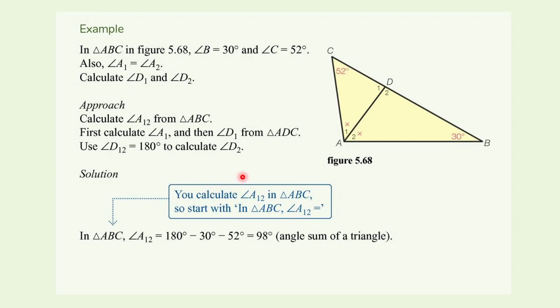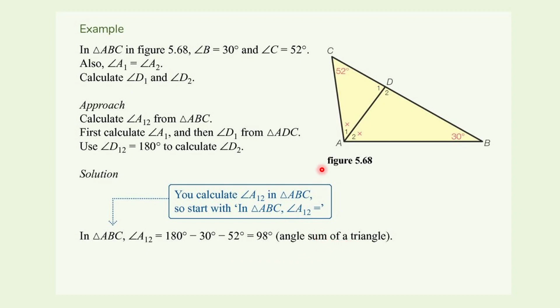Here they say you calculate angle A12 in triangle ABC. So start with in triangle ABC. This makes it a bit clearer what we are talking about. In triangle ABC, I'm going to use the angle sum of a triangle rule. Otherwise, now that we have multiple triangles, it's going to be rather hard to figure out what we're actually doing. So if you want to work in a certain triangle, then use this prefix here to notate in which triangle we're working. In triangle ABC, you use the angle sum of a triangle.